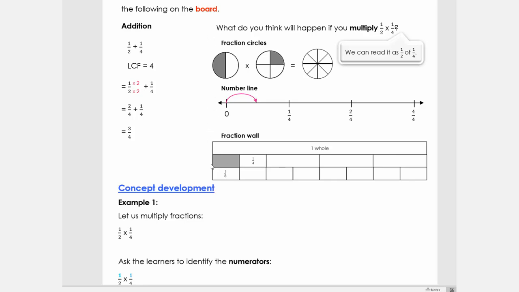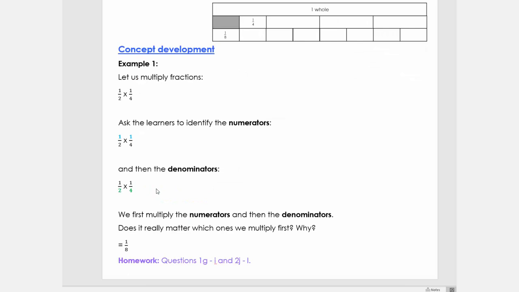I want you to pause here and then go through these examples, especially the number line and the fraction wall. So let us then multiply these two fractions. So when we multiply the fractions, we identify the numerators and then the denominators, and we multiply then the numerators and the denominators.